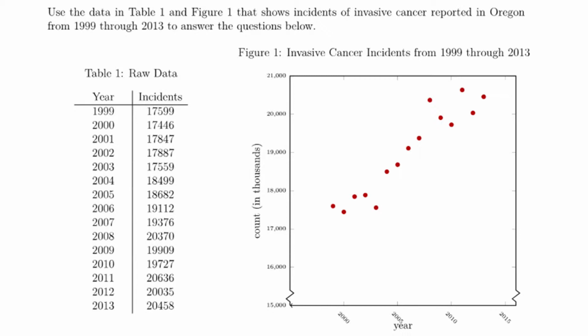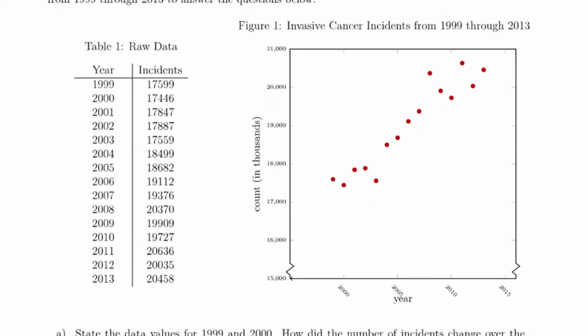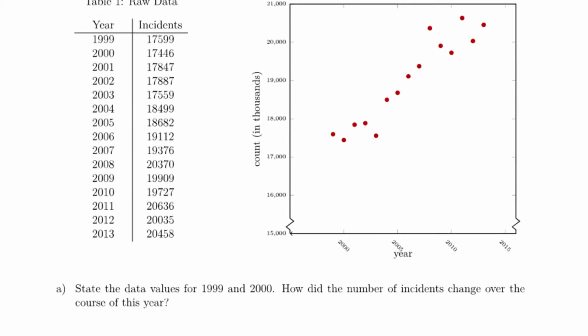This Figure 1 is going to give it in graphical form, which gives us a general understanding of what happens over time. It gives us this visual idea. So if we look at our first question here, we're going to be asked to compare what happens. We're asked to state the data values for 1999 and 2000, and then how did the number of incidents change over the course of this year.